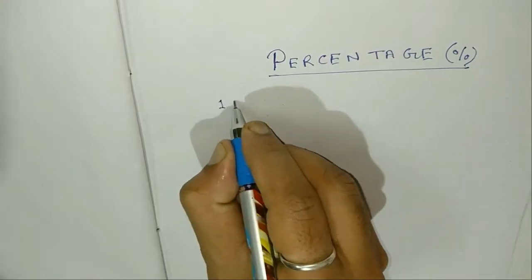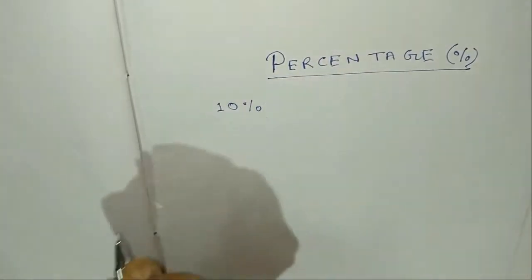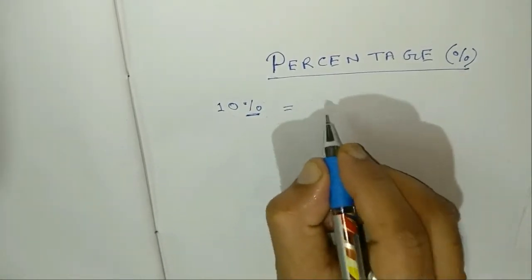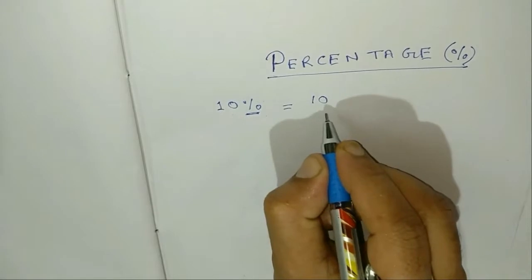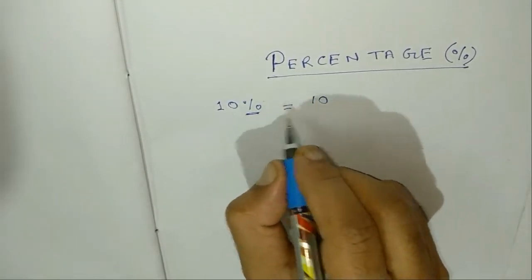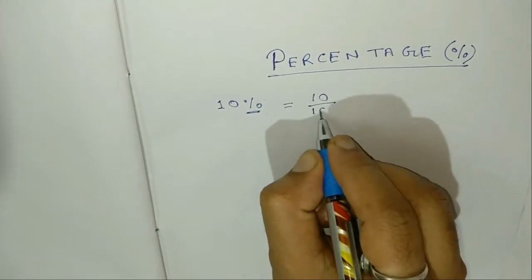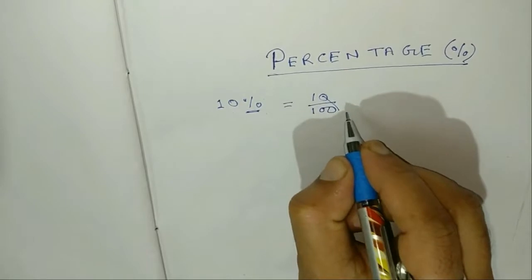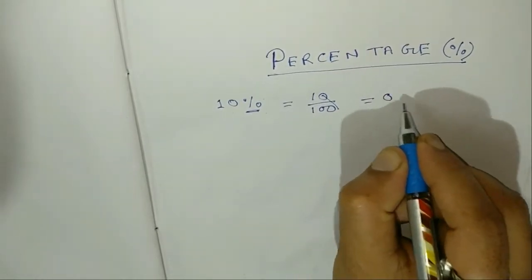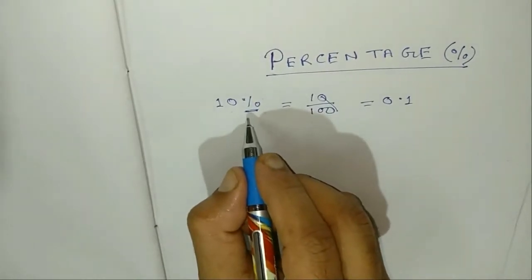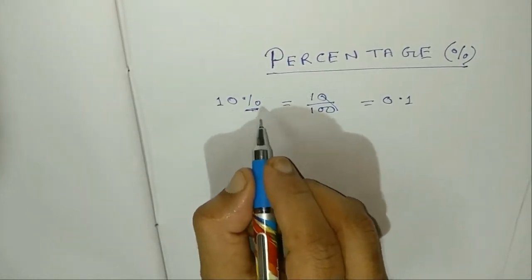If we come across the value 10%, this percentage sign always means that we need to simply divide it by 100. So we'll write this equation as 10 divided by 100, because percentage always means that out of 100 how much it is. So 10 divided by 100 is equal to 0.1. This is the decimal representation of the same value. So we got the solution that a percentage value we need to always divide by 100.